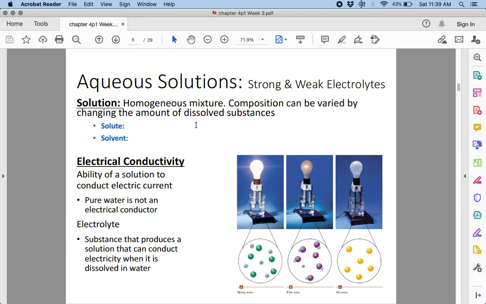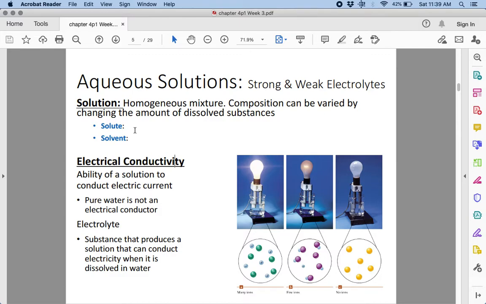Okay, so the solution is a homogeneous mixture, right? Composition can be varied and changed, and different amounts of solutes can be dissolved in the solvent. But the solution is the mixture of the solute and the solvent. The solute is the thing that is getting dissolved. The solvent is the thing that is doing the dissolving or dissociating. The more technical definition of these 2 is the solute is the thing we have a lesser amount of, and the solvent is the thing we have a greater amount of. The reason we do this is because sometimes it's not clear which is dissolving into which, or which is dissociating into which, and so we need to look at the amounts that are present of each.